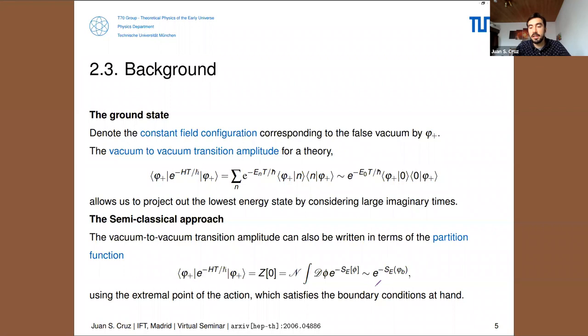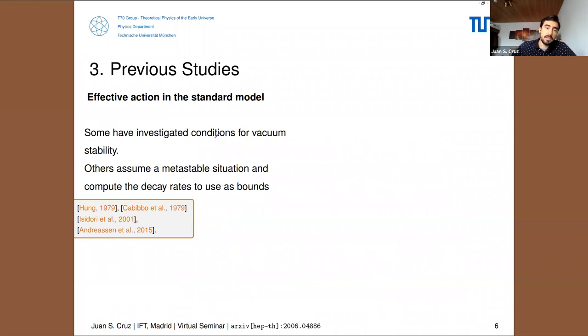So on the one hand, there are effective action treatments. These ones, just for the sake of completeness, have been used in the past to study the stability of the standard model. Before the mass of the Higgs was known, for example, people would require that the decay rate of the vacuum was larger than the age of the universe, and that would allow people to draw bounds on the mass of the Higgs. Now, we know the mass of the Higgs, and perhaps the idea is to bound other quantities with this information.